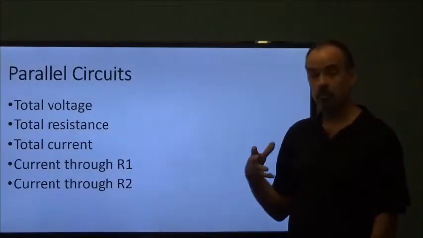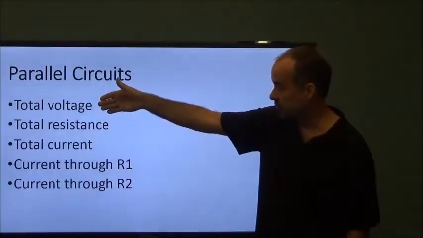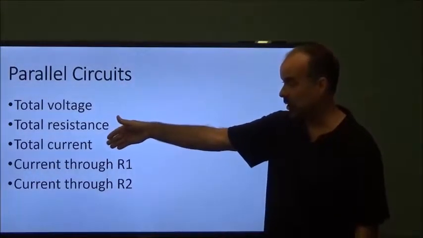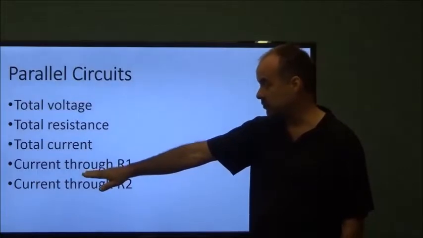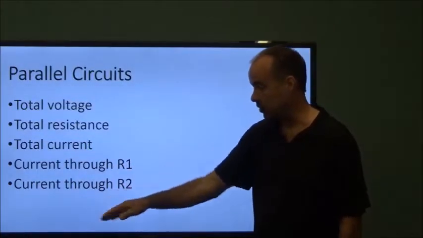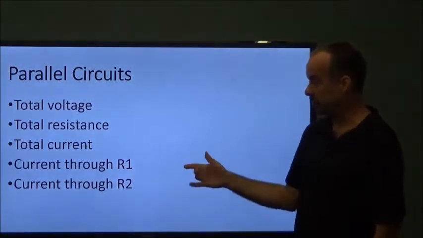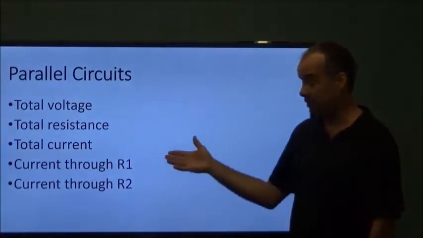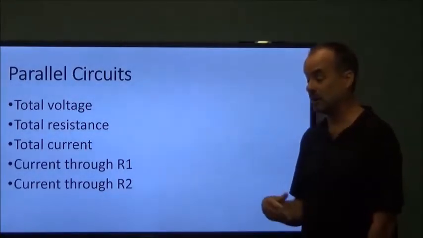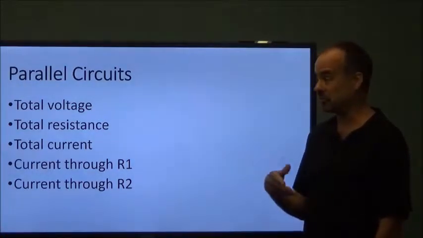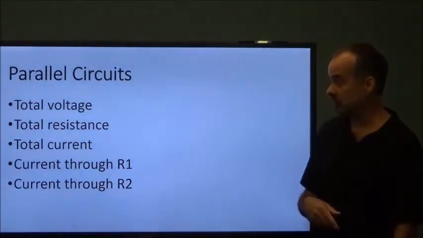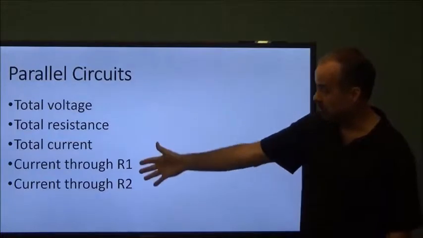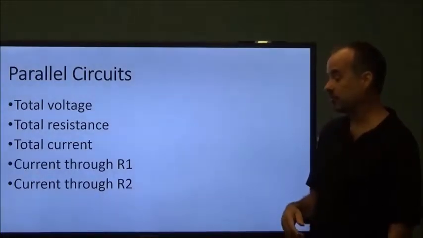If you remember, when we did series circuits, we did the same total voltage, total resistance, total current, but we looked at the voltage across R1 versus the voltage across R2. In a parallel circuit, the voltage across these two resistors is going to be the same, but the current is going to be different, in contrast to a series circuit where the voltage was different and the current the same. So this is what we're going to determine from the schematic.